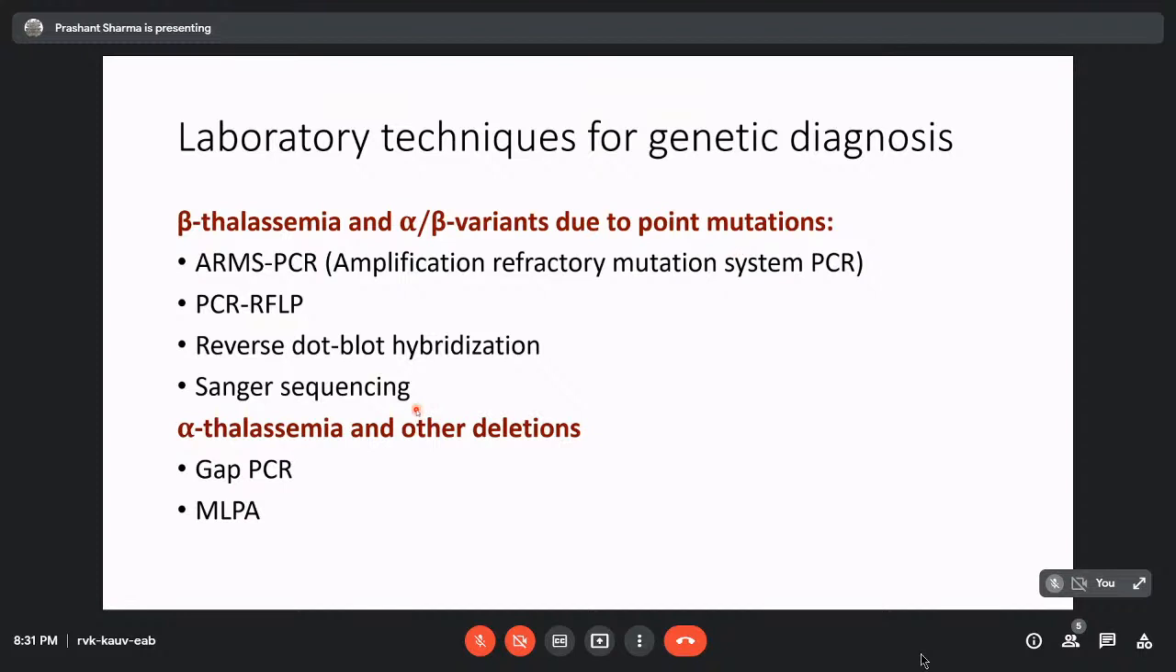Alpha thalassemia, just a sneak peek, is often caused by deletions. So you need to have another set of weapons in your armamentarium, gap PCR or multiplex ligation-dependent probe amplification.